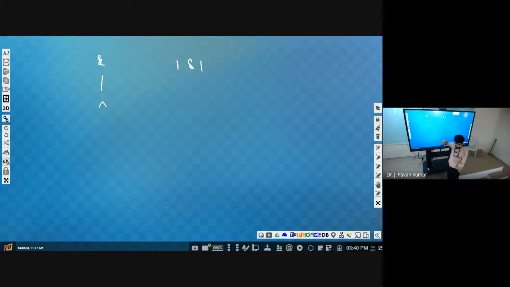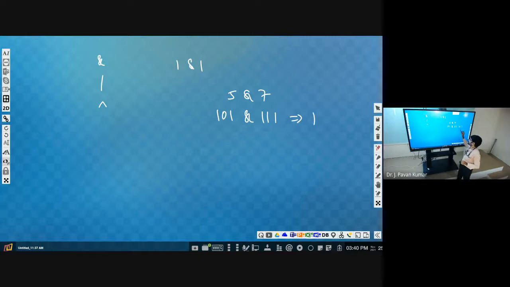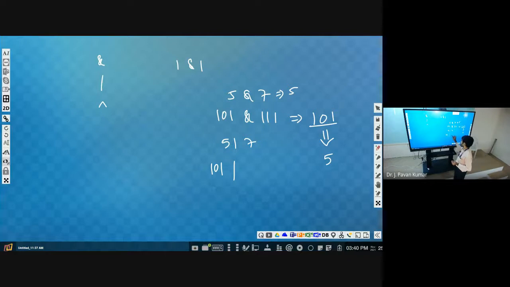on bits. Okay. So if you consider 5 and 7, then we will find the binary equivalent of 5, then the binary equivalent of 7, then we will perform the AND operation. That is 1 and 1, the result is 1, 0 and 1, result is 0, 1 and 1, result is 1. Like this we will perform. Then the decimal equivalent of this one, 101, is 5. So 5 and 7, the result is 5. Got it?